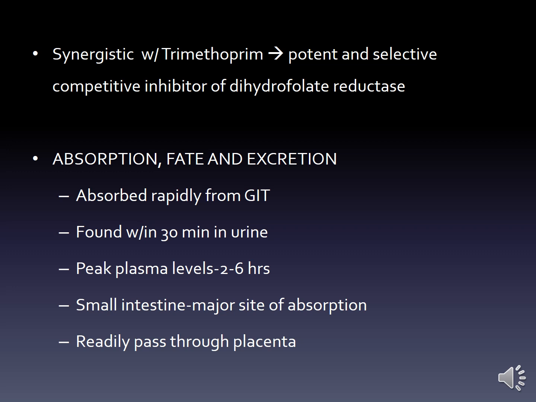Your sulfonamides are absorbed rapidly from your GIT, and are found within 30 minutes in the urine. Peak plasma level is at 2 to 6 hours, and the small intestine is the major site of absorption, and it will readily pass to your placenta.